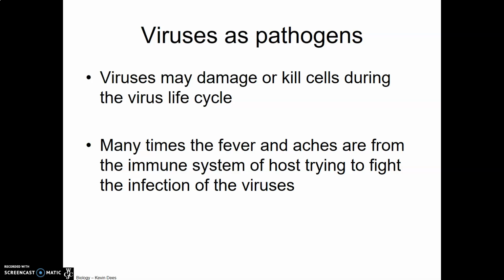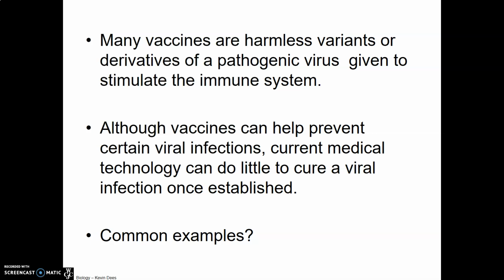Now, most viruses are very difficult to treat because of the symptoms, but vaccines are often used to try and prevent viral infections. Now, there's a whole host of different types of vaccines. Some are harmless variants or derivatives of a pathogenic virus that are given to a person or to an organism to help stimulate that person's immune system. One of the ways that your body responds to a viral infection is to produce antibodies, which again recognize those proteins on the surface of those capsids and can help to fight them off.